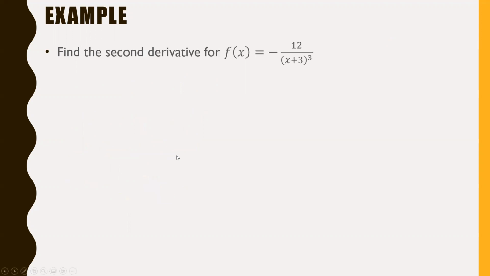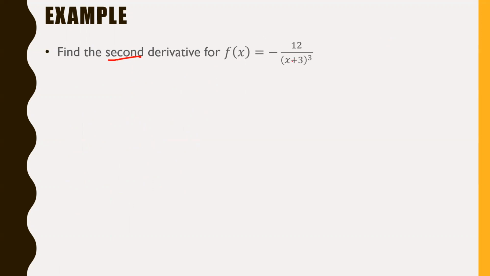This one is much, much trickier. It's going to take quite a bit of writing on this one. I know in your booklet you don't really have a lot of room for it. That's my way of saying kind of write small. Find the second derivative for this function right here.